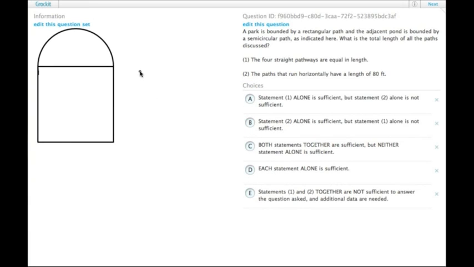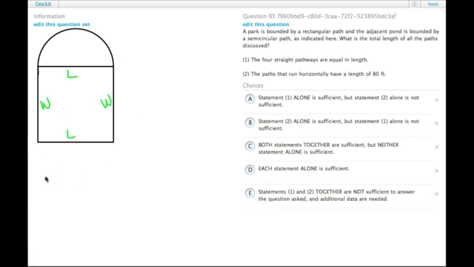So we have a park bounded by a rectangular pathway, and this is a pond which has a semicircular path. The total length of all the paths discussed. So it's a rectangular path, so we'll just call this the length. That'll be the same, otherwise it wouldn't be a rectangle. And we have the width.